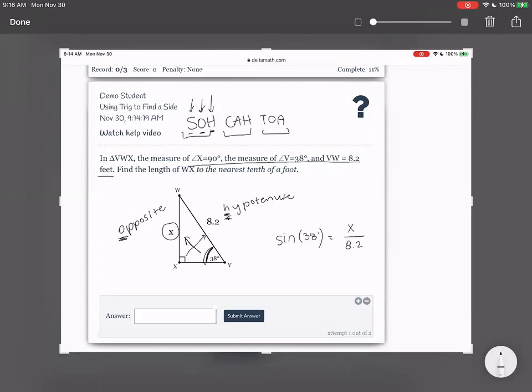So I put sine of 38 degrees is equal to x over 8.2. Now we're solving for x, and x is being divided by 8.2, so what you can do is multiply by 8.2 on both sides so that they cancel out. You will get 8.2 sine 38 degrees is equal to x. So on the calculator, I'm going to enter in 8.2 sine 38.